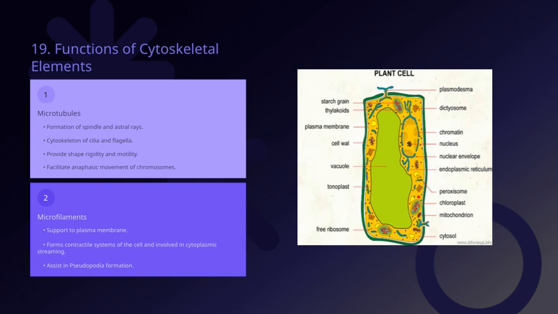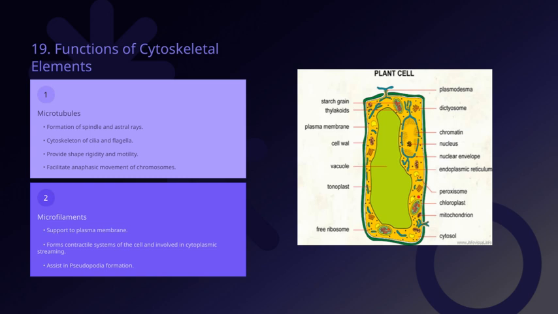Moving on to microtubules, these structures facilitate the anaphasic movement of chromosomes during cell division, ensuring that each daughter cell gets the correct number of chromosomes. They also contribute to the shape and rigidity of the cell, providing it with structural support. Microtubules are essential components of the cytoskeleton in cilia and flagella, where they enable movement.